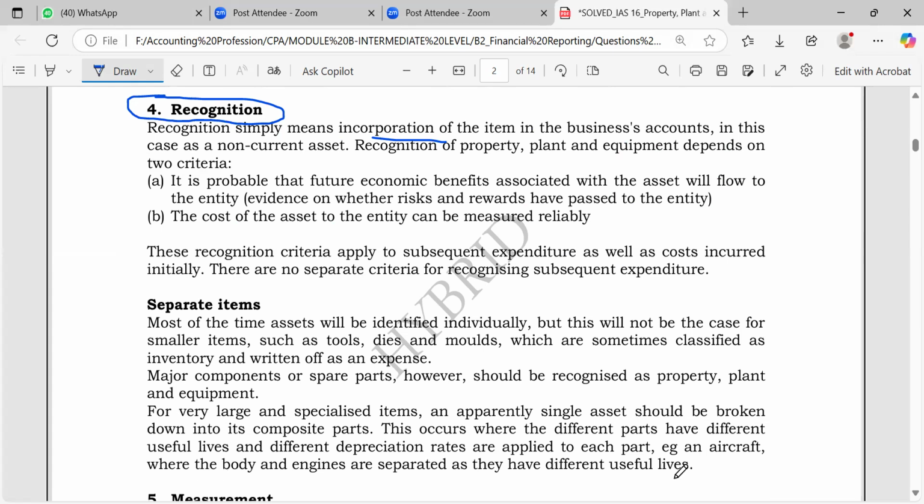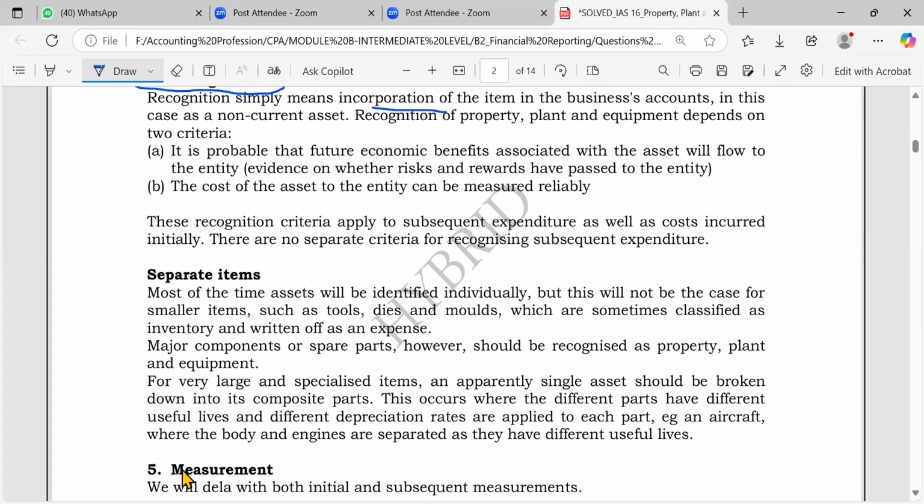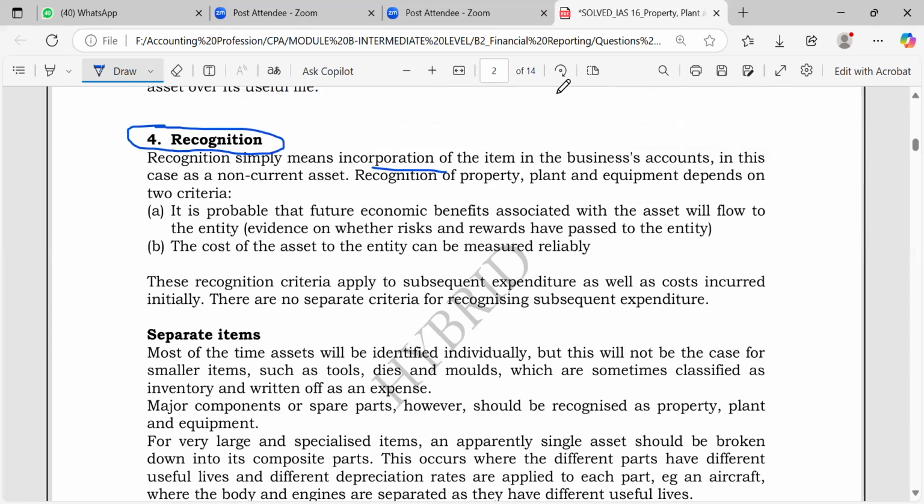You see measurement down here. Because if you cannot measure something, then you have no right to recognize it. Because you cannot recognize something without knowing its amount. Something natural, you can just see that. So this is what we call recognition. And now there is the criteria for recognizing an asset, right? There are two conditions for recognizing an asset, right? And these ones are common. You would find the same for investment property, IAS 40, right?